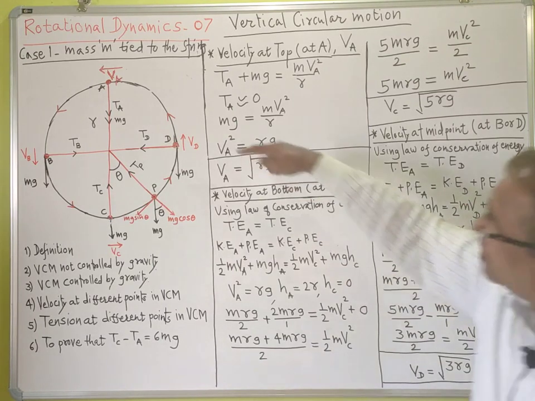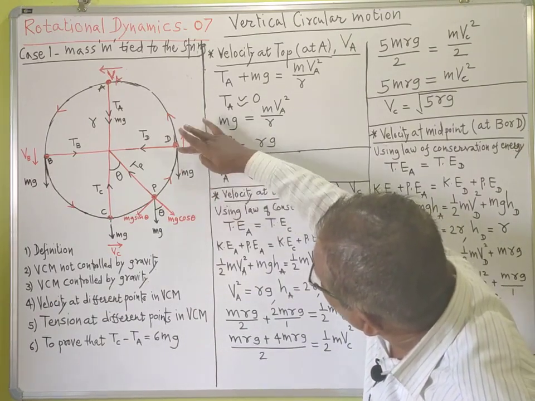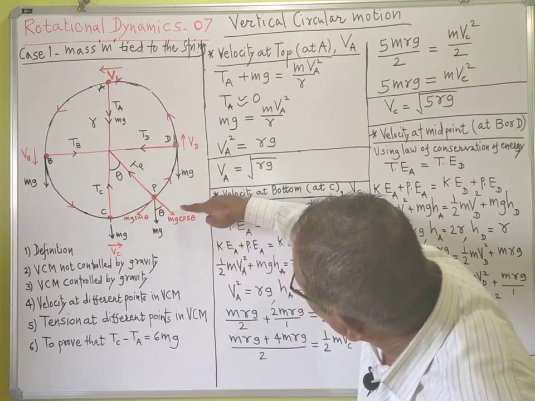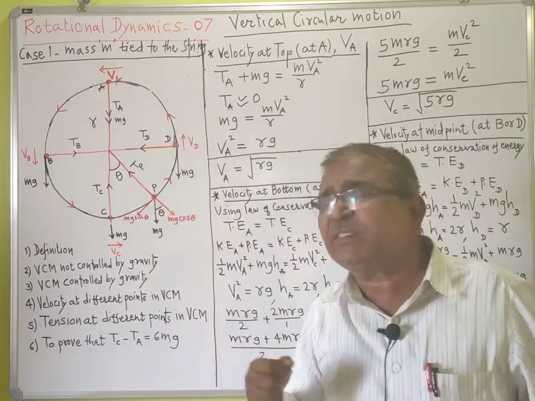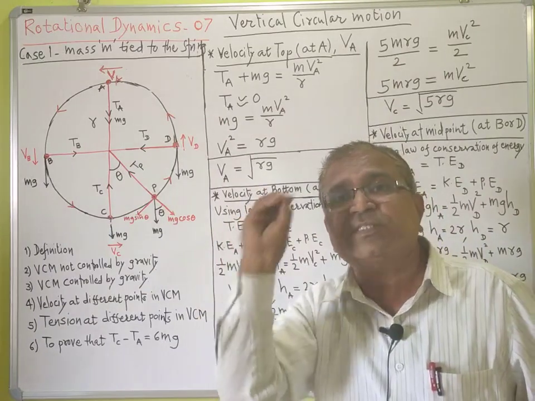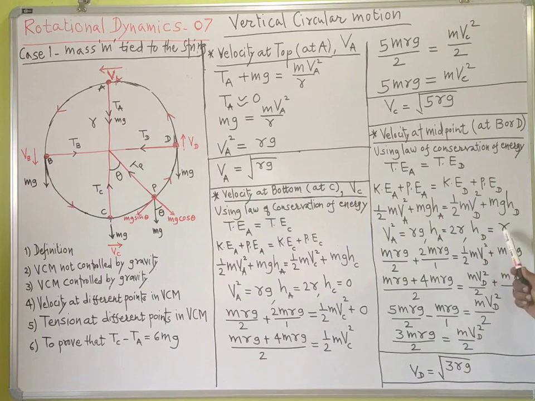What is HD? Height of the D point from the bottom, this height. So HD is equal to, suppose this is C point, I will take here C point. This height is nothing but the radius of a circle, which is equal to small r. So HD is equal to small r, that I have written here.